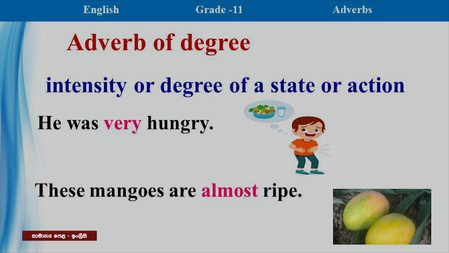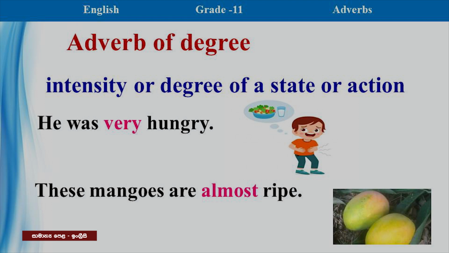Let's see another example. What is there on the screen? Yes, they are mangoes. So, these mangoes are almost ripe. Those are ripe mangoes. So, here the adverb is almost. So, it indicates the degree of the state. The mangoes are almost ripe. So, we call it an adverb of degree.